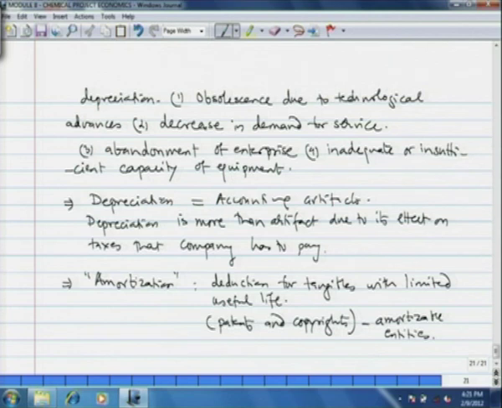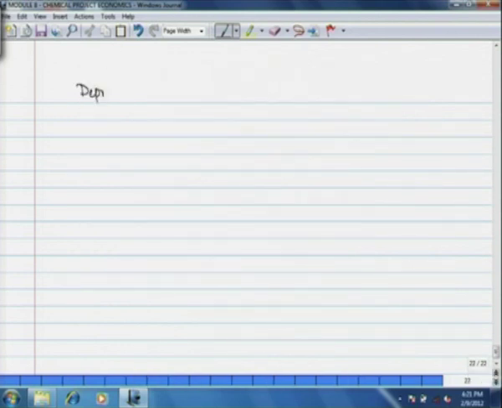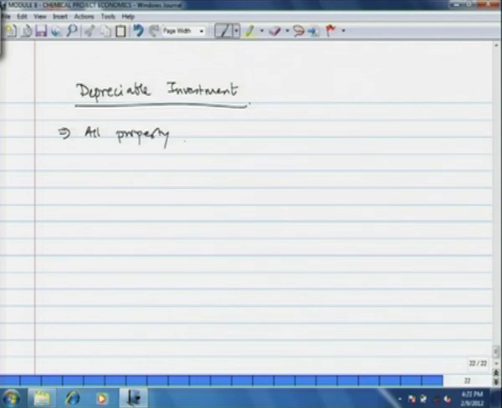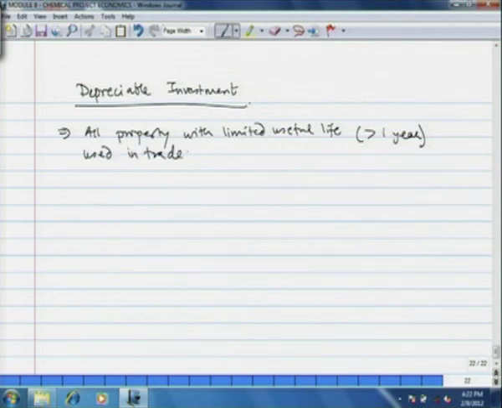Now, let us see some basic aspects. What are the depreciable properties and what are non-depreciable properties? How do you distinguish between them? Depreciable investment is basically all property with limited useful life, typically more than 1 year, used in trade, business or production of income. That is how we define the depreciable property.